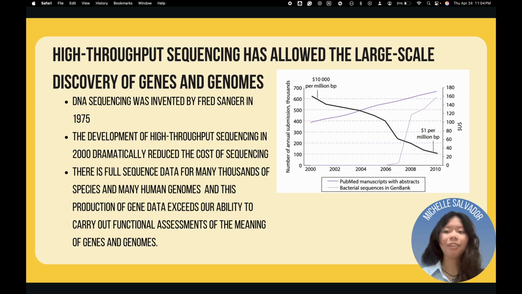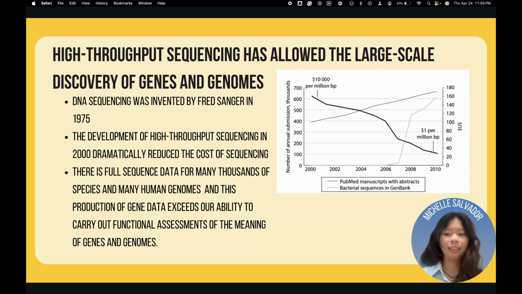Back in 1975, Fred Sanger invented DNA sequencing, and since then, the number of human gene sequences we've identified has grown at an incredible rate. Then, in the 2000s, high-throughput sequencing was developed. This new tech made sequencing more affordable and accessible. It used to be something only a few major international research centers could do, but now it's become a routine part of pathology services. Because of that, we now have full DNA sequences for thousands of species and many human genomes. Interestingly, we are currently producing gene data faster than we can actually understand it. In other words, the amount of raw genomic information is outpacing our ability to figure out what it all means.